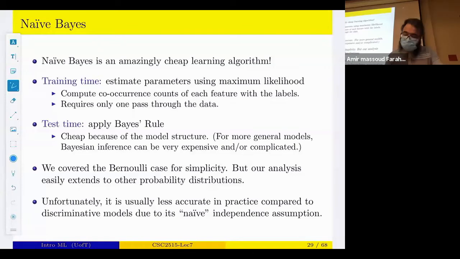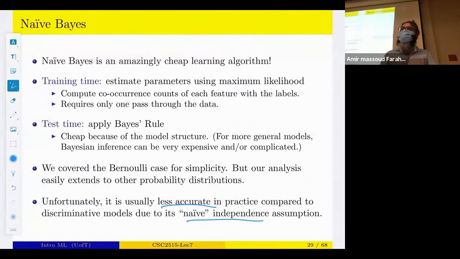This method is not usually very accurate in practice because of the naive conditional independence assumption that it has. In many cases it works relatively fine, but it is not the best way. It's a very simple way.